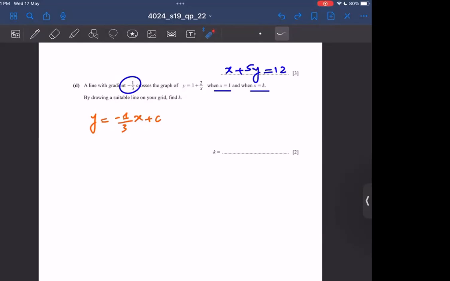I can find the value of c here, and then I can put x equal to k here to find the value of y. But we cannot do this question with the equation, because we don't know the value of c first. First we need to find c, then we go for k, and for k we need x equals k, but we don't know the value of y here.